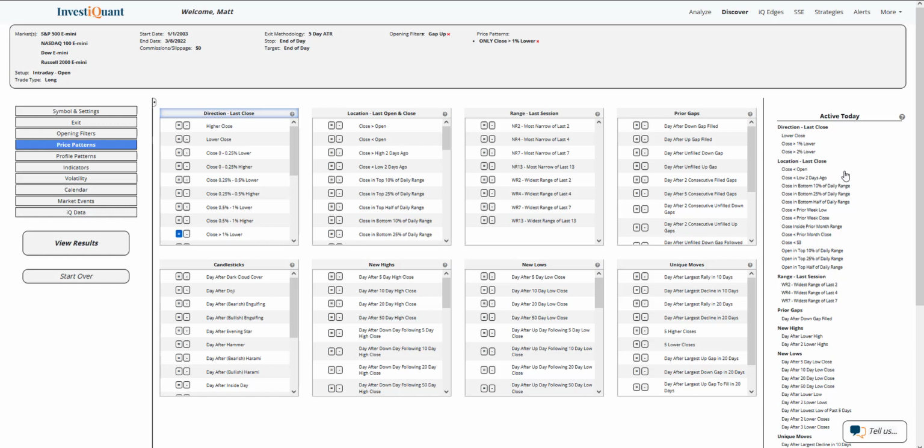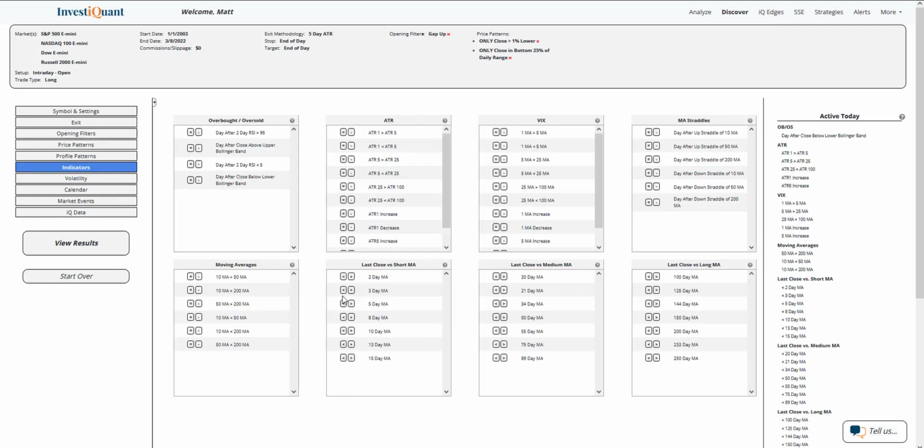Then I'm also going to add that it closed near the lows of the session. So I'm going to say the close was in the bottom 25% of the daily range. So a sizably larger move lower that closed near the lows of the session. The next thing I'm going to do is go to the indicators library and put us in a similar market environment. We closed below a 10 and below a 200-day simple moving average. Now I'm going to click view results.